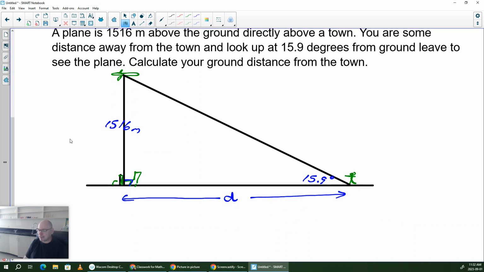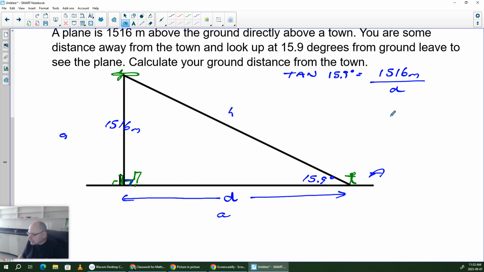Okay, so now we're going to just set this up as a tangent. We'll call this A here so that we have a name for angle A. So we know that this is our opposite side. This is our adjacent side. We'll just say O and our adjacent side. And this is our hypotenuse side. So the tangent of A, which is 15.9 degrees, is going to equal 1,516 meters over D. Okay, so this is the double step one here.